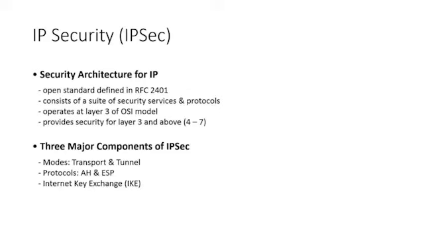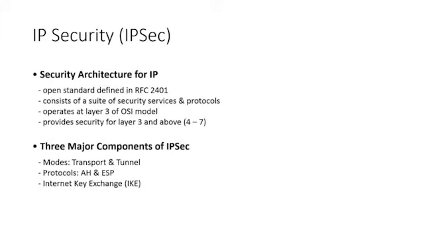It does operate at layer 3 of the OSI model. So remember, layer 3, that's our network layer. That's where we're talking about IP. That's where our routers are. That's where routing takes place, logical addressing. IPsec works there as well. Now, it does provide security for layer 3 and up above. So the data's coming up, it hits the IPsec, so everything above it should be protected. That's what it's supposed to be applying security for.